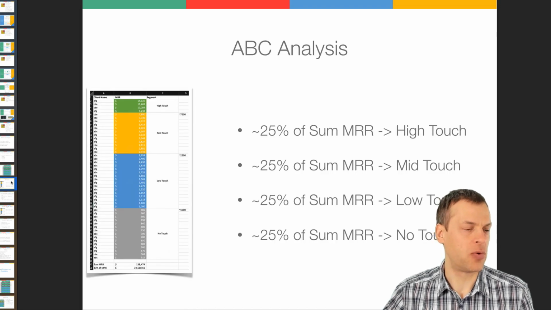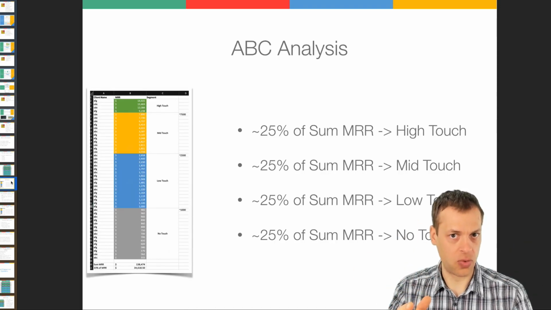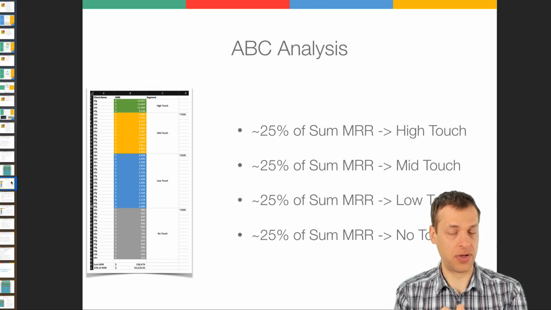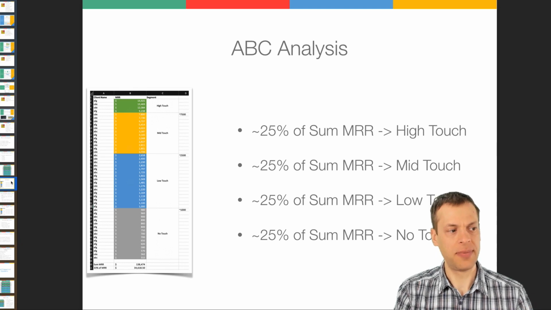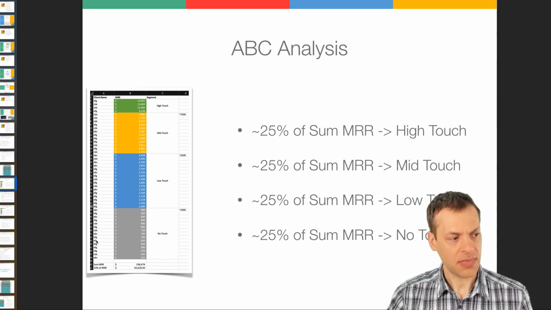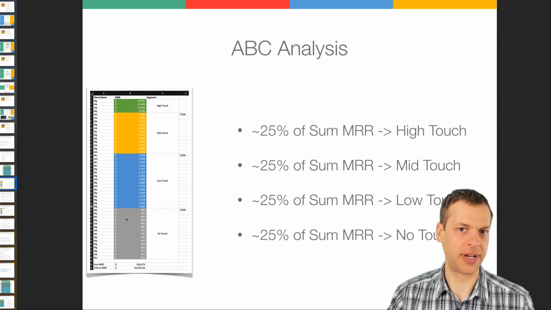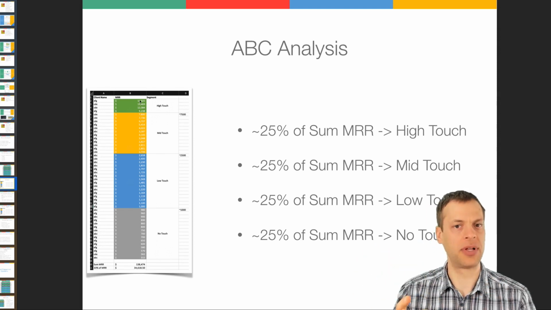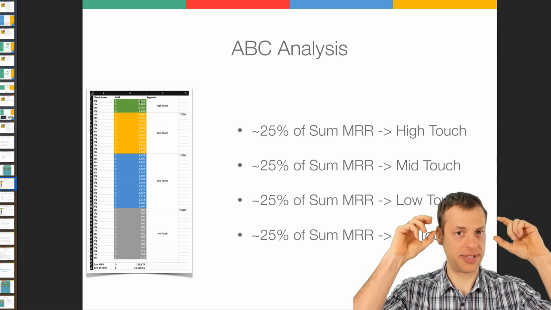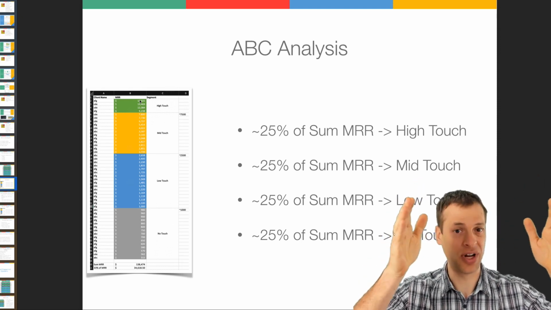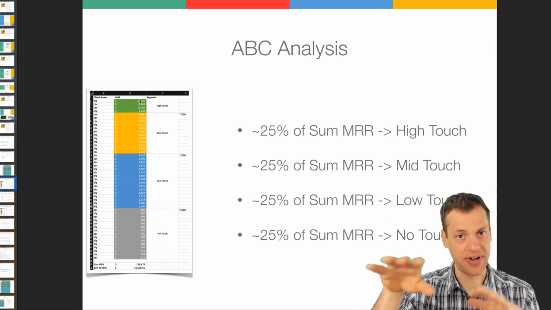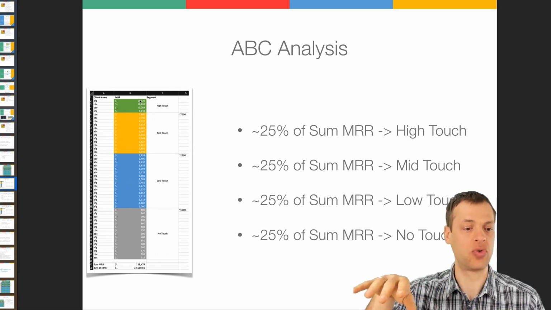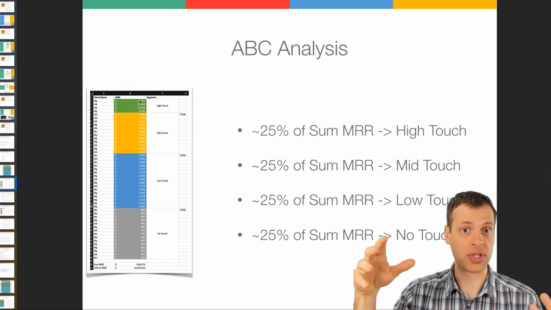So typically what we suggest is to quickly go through an ABC analysis with your clients, which is kind of scientific, but it's not really. It's simple: you list out all your clients and the MRR you are taking from each client, and you create 4 different segments. The top 25% of aggregated MRR will go to high touch clients, then the next 25% mid touch, low touch, and then you have some type of no touch client.